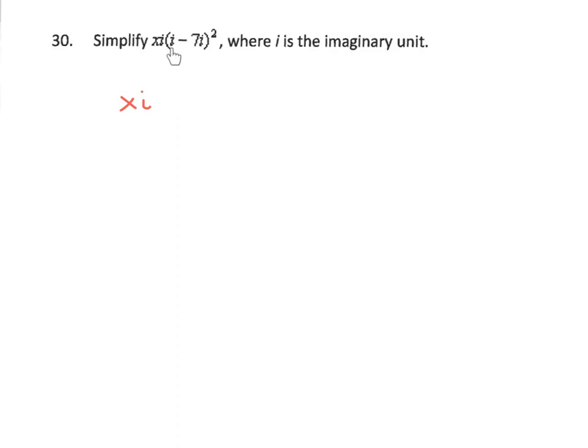But if you look a little bit more closely at it, isn't i and negative 7i, aren't these like terms? If we just combine our like terms, I think it's going to make our life a lot easier. So i minus 7i is negative 6i. And then I'll bring down the squared.